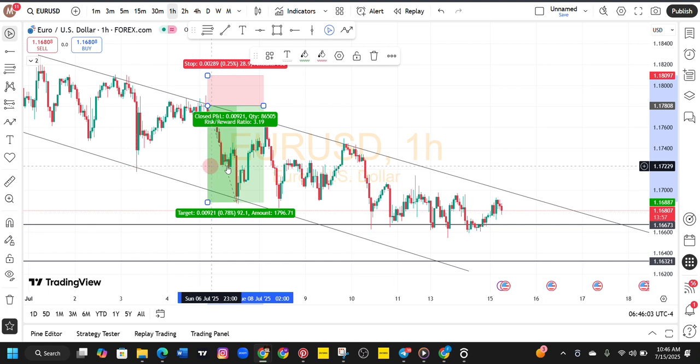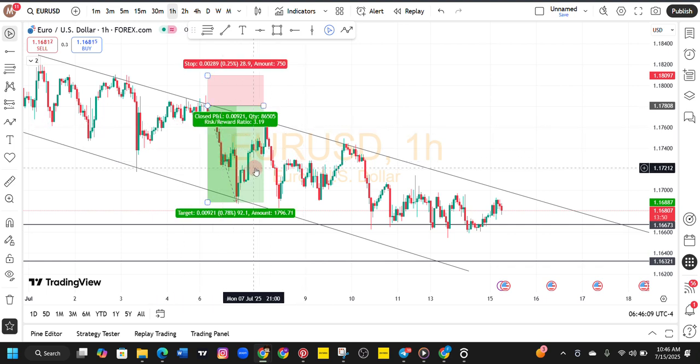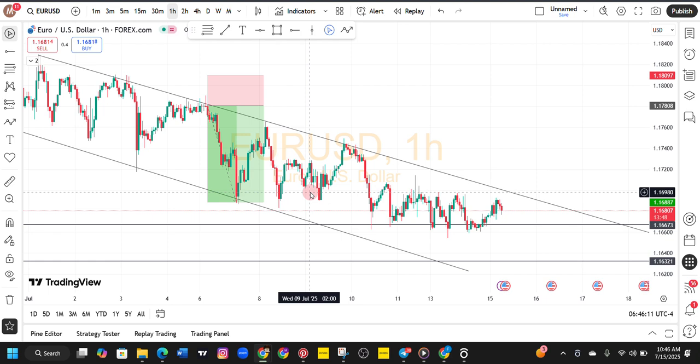This is a very simple strategy that I use personally to make back-to-back profits from the market by just trading in a trend line. That's why I always advocate that the trend is your friend, the trend is your friend. You can just capitalize on it, right?